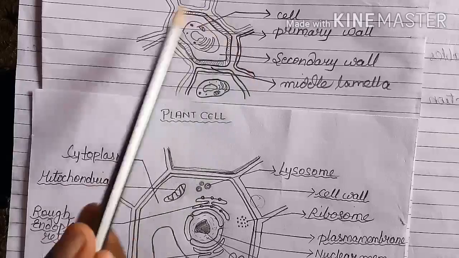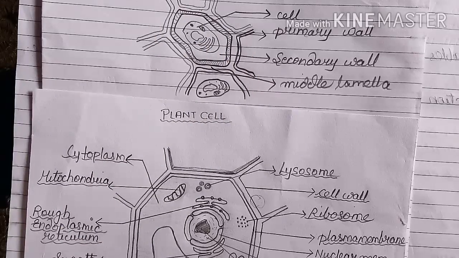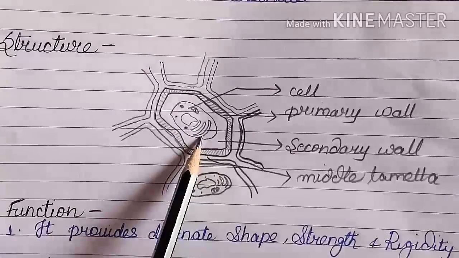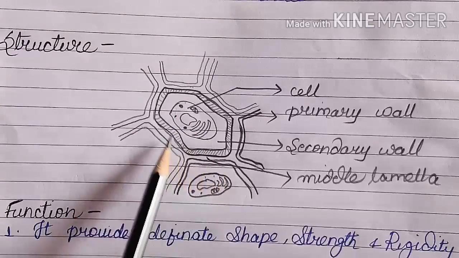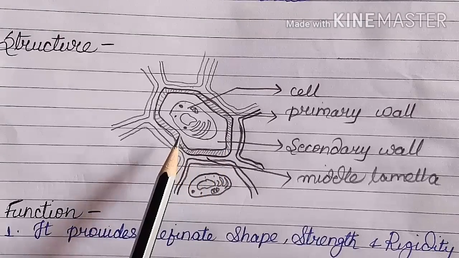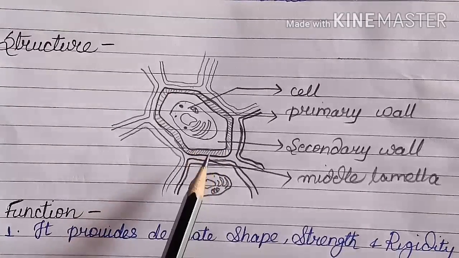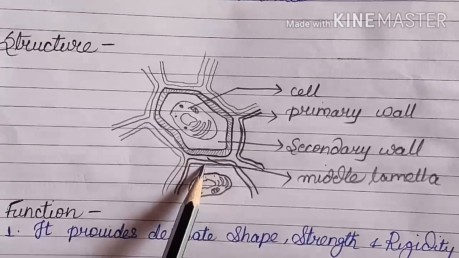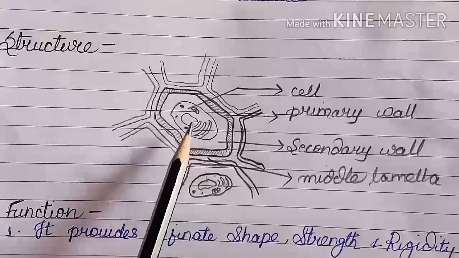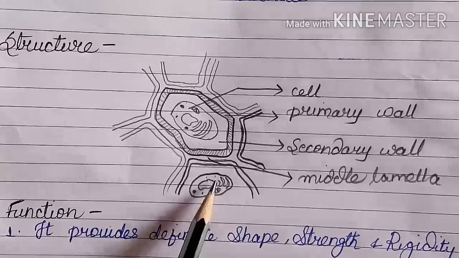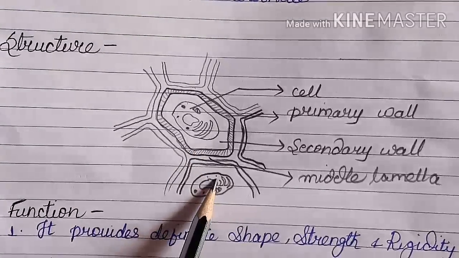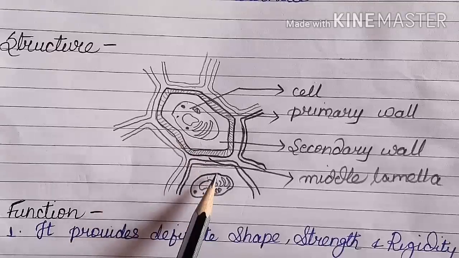So let's discuss this structure in detail. Consider this circle part as a cell, and these membrane-like structures as the cell wall. This cell wall connects the neighboring cells, which means it acts as a glue between neighboring cells. So this connects these cells.